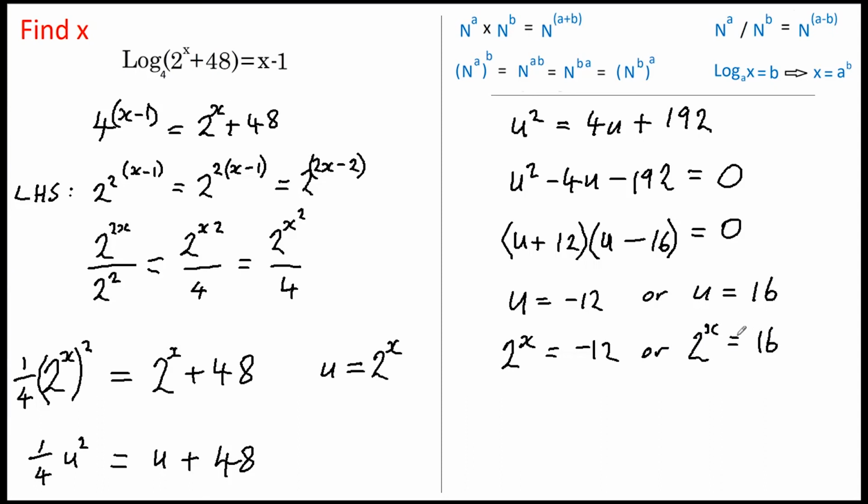Let's do this one first because it's the easier one. 2 raised to what power gives you 16? So how many times do we have to multiply 2 together to get 16? Well, the answer is 4. And what about this one? How many times do we have to multiply 2 together to get minus 12? Well, that's impossible. You'll never get a negative number. So this is not applicable. So the answer is 4.